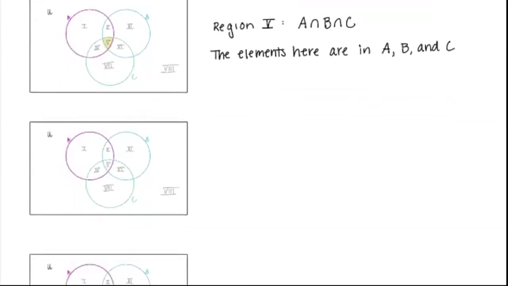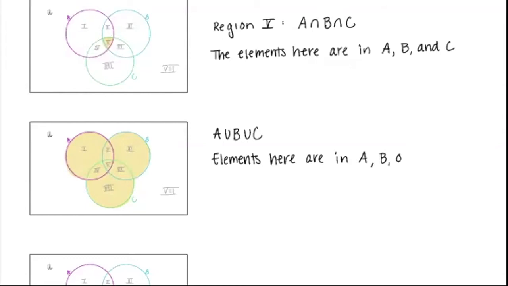Same thing, this doesn't really have a specific number. It's regions 1 through 7. But I can talk about this shaded area in terms of set notations. So this is what's in any of the sets. So we've joined them all together. It's A union B union C. So the elements here are in A, B, or C. Okay.